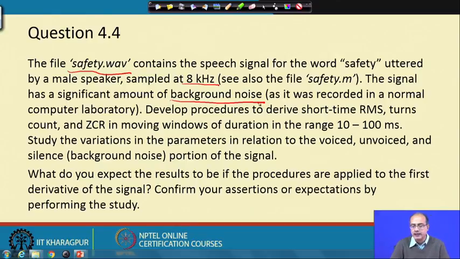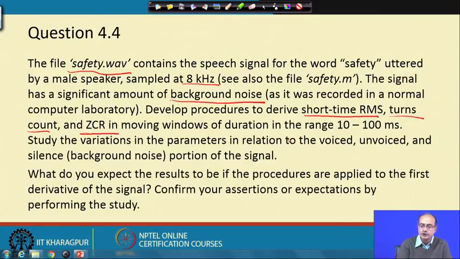That means if we are trying to find out what part is speech and what part is silence, it becomes difficult because of this background noise. And we need to develop some procedure to find out short time RMS, turns count and zero crossing rate. We have already seen short time RMS and turns count. Now the new thing is zero crossing rate, ZCR.